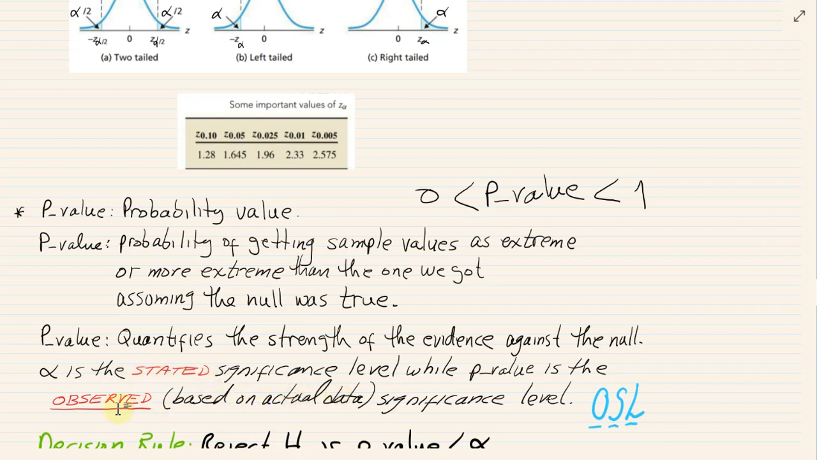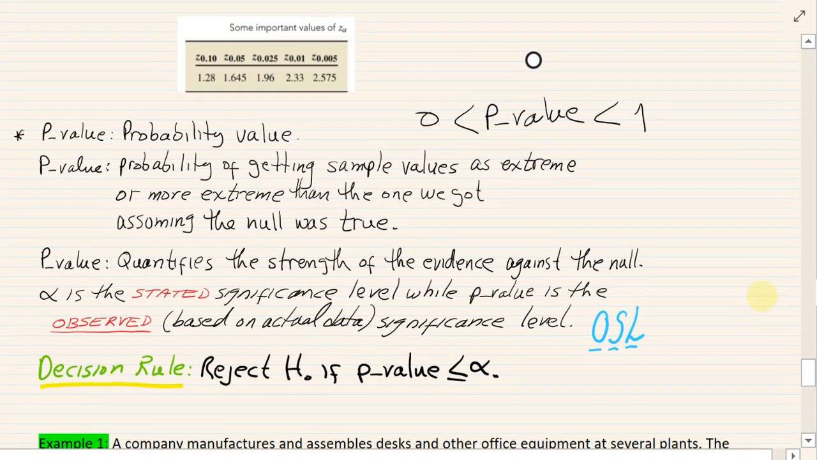So for that reason, the observed significance level, we shorten that to OSL. That's what p-value is. Some people call p-value OSL, observed significance level.